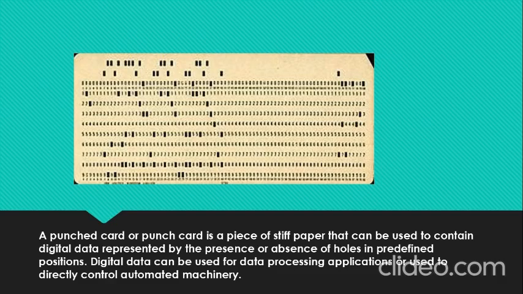A punch card is a piece of stiff paper that can be used to contain digital data represented by the presence or absence of holes in predefined positions. Digital data can be used for data processing applications or used to directly control automated machinery. Punch card was used for data input, output and storage.